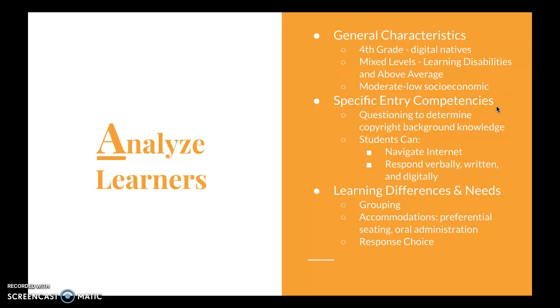Specific entry competencies. First, to figure out what the students specifically need help on, I would start by questioning to determine copyright background if I was doing this in real life, to determine if they have never heard of it before, if they know a little bit about it, to know exactly where I need to start, how much depth or detail I need to go into, or if it needs to be a multi-part lesson, I need to have more lessons and activities over copyright planned. So I'd use questioning at the beginning of my lesson to determine that.